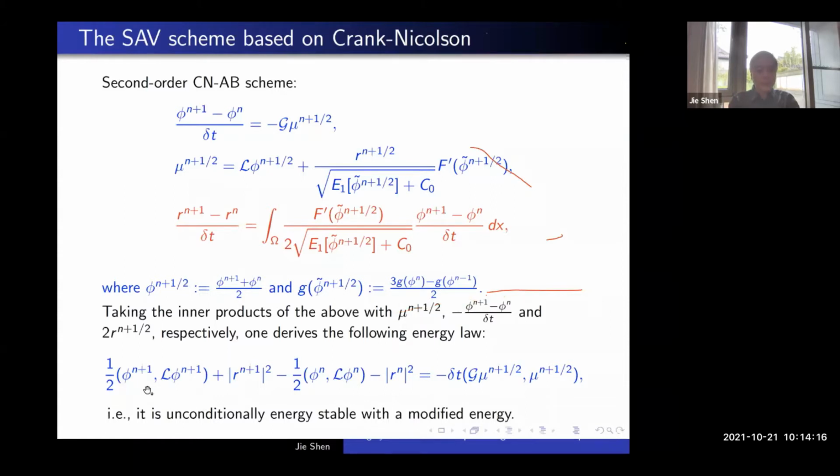And so here, this is the modified energy, right? So we have R n plus 1, which is an approximation to E1. So the modified energy at step n plus 1 minus the modified energy at step n is always negative. So you have unconditional energy stability. So that's the nice thing. And so why could you have unconditional energy stability compared to the usual semi-implicit scheme?